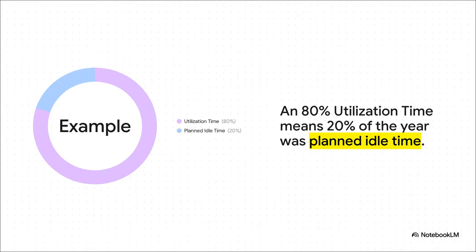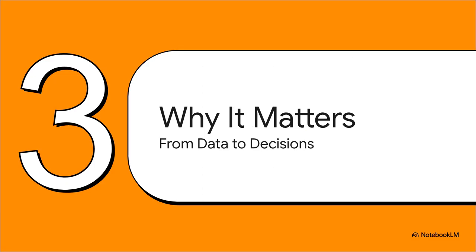So what does this look like in the real world? Well, if you get a score of 80% utilization time, that doesn't mean your machine was broken 20% of the time. Nope. It means that for 1/5 of the entire year, it was intentionally scheduled to be idle. There was just no plan for it to be running. But so what? Why does this number even matter? Well, because this simple percentage is an incredibly powerful tool. It's not just some number for a report. It's about turning raw data into actual strategic business decisions.